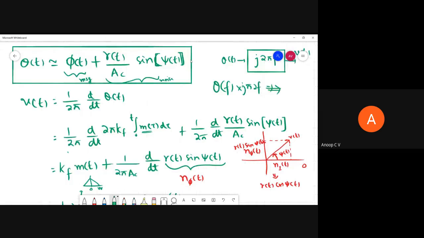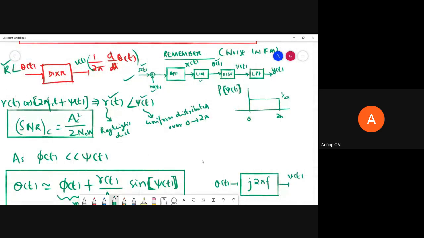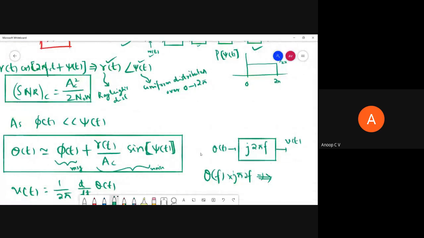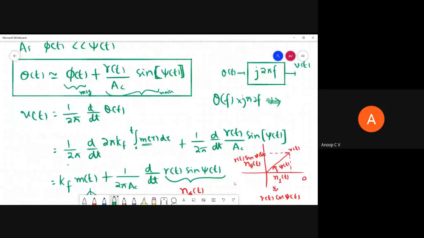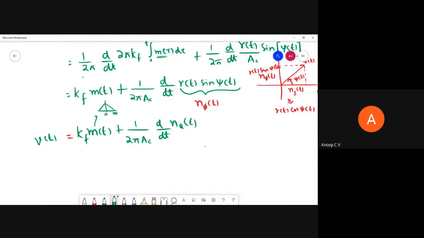Once again, I'll show you the system model. The system model says this v of t is passed through a low pass filter. This will be an ideal low pass filter which will allow only up to the maximum frequency content present in our m of t. So this is what we have to do. Now, if we pass this v of t through a low pass filter, kf into m of t will be available as such, but we have this.